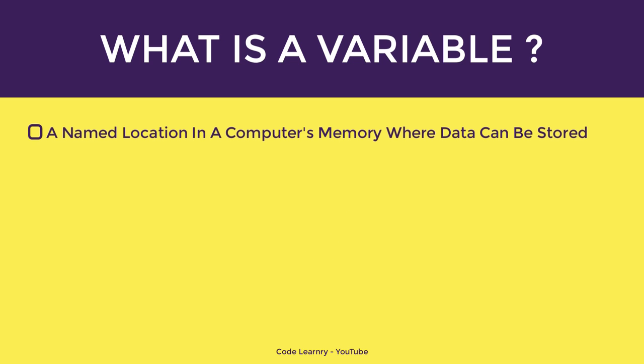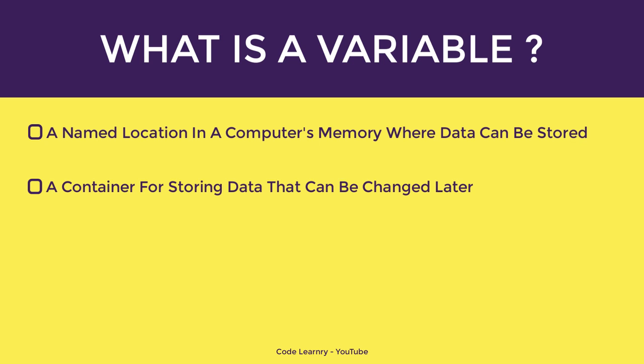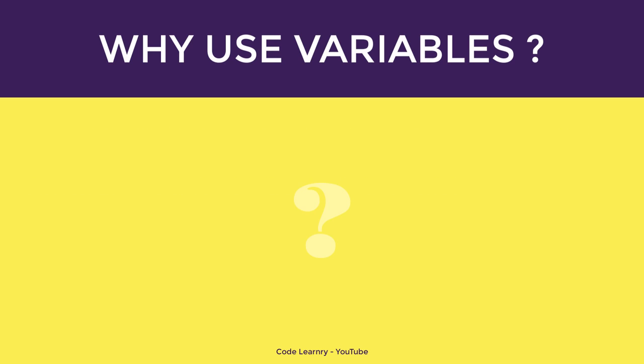So a variable is a named location that is used to store data in the memory of a computer for use later. It is helpful to think of a variable as a container that holds data, and whatever data is in the container can be changed later if need be. Now the next question is, why use a variable?